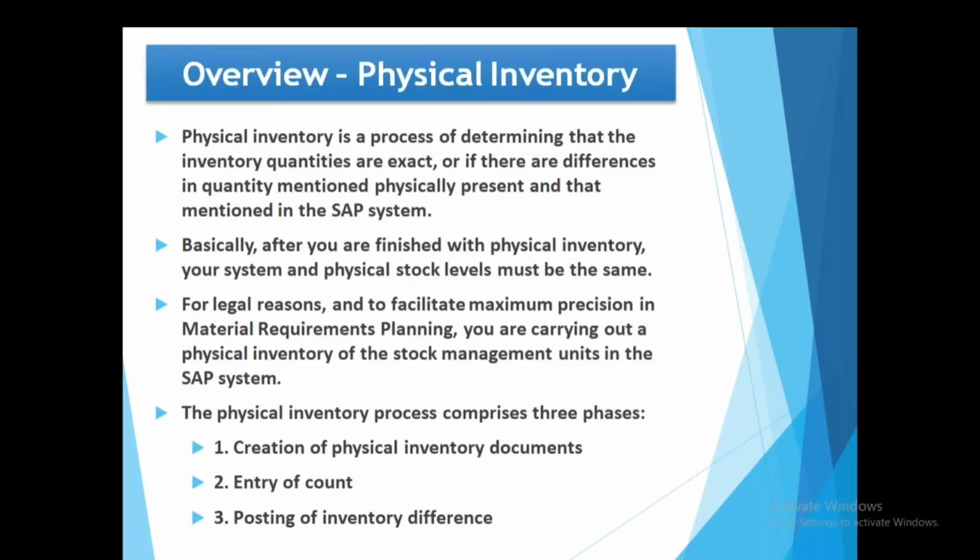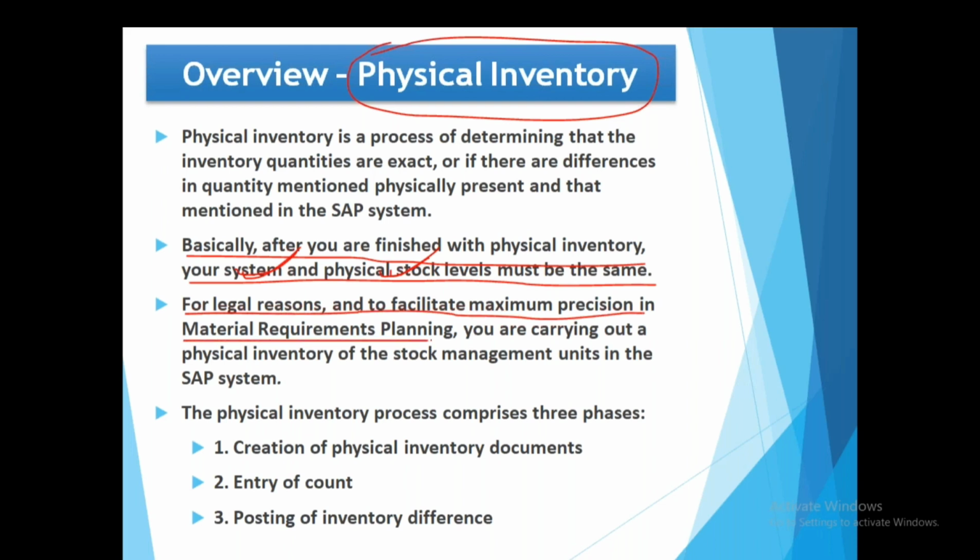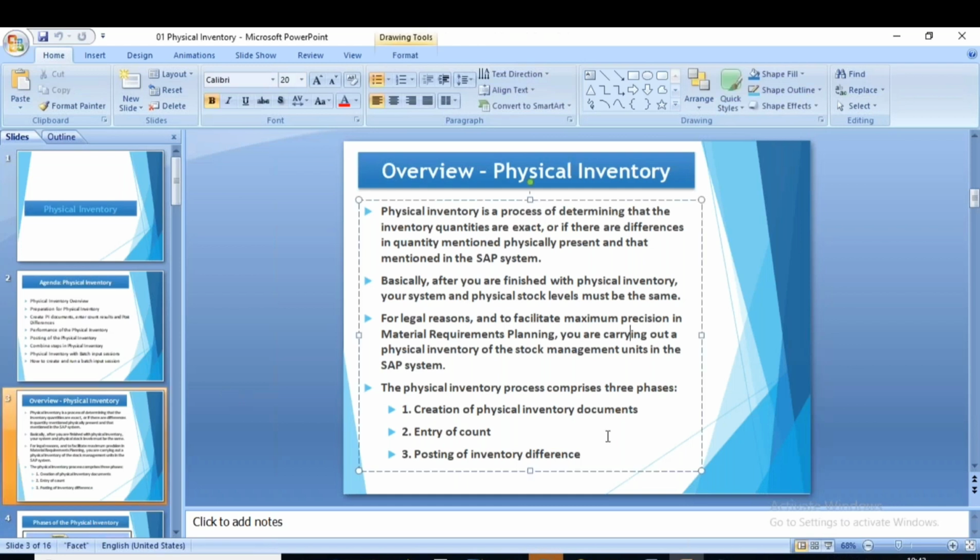Basically, after you are finished with physical inventory, your system and physical stock levels must be the same. Once this physical inventory is carried out, your system stock, that means your SAP stock, and your physical stock should both match. For legal reasons and to facilitate maximum precision in material requirement planning, you carry out a physical inventory of the stock management units in the SAP system. That is what they carry out.